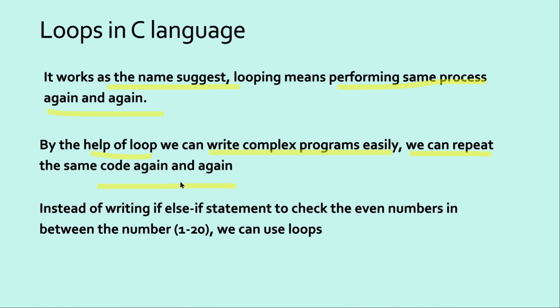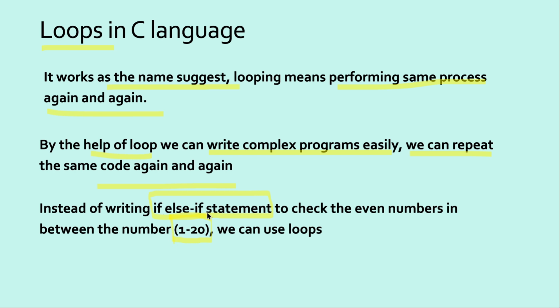Now let's see why we need to use loops. Consider a case where we need to find even numbers in the range of 1 to 20. It is not a feasible thing to write that using an if else if ladder, because first you will check whether the number 1 is even or not, then you will write else if and check whether the number 2 is even or not, until 20. So you need to write 19 if else if statements and one else statement to complete this program.